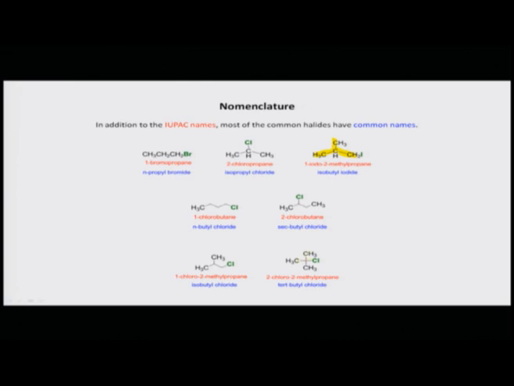So because the longest chain has only 3 carbon atoms, it is a propane and the chlorine atom is attached to the middle carbon, so it is 2-chloro, and the same carbon is also attached to a methyl group, so it is 2-chloro-2-methyl propane.